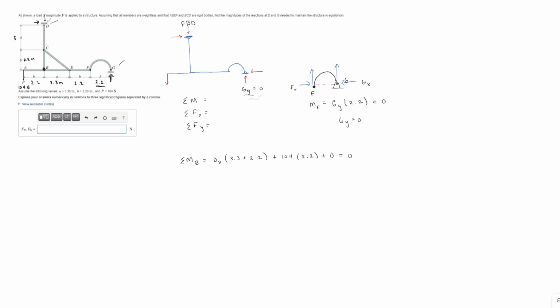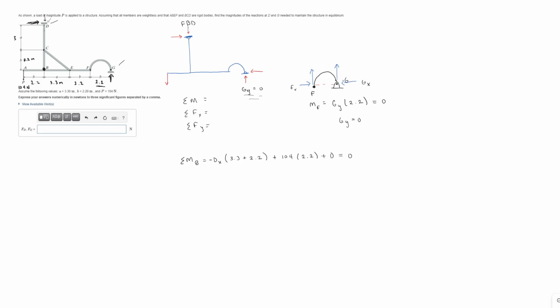Since we're doing moment, we have to see if the moment is going counterclockwise or clockwise, so you can determine if it's a negative or a positive moment. In this case, the d of x, if it's pushing that way to the right, that's going clockwise, so it'll be negative. And the 104 here is going down, which is counterclockwise, and it's going to be positive, right?